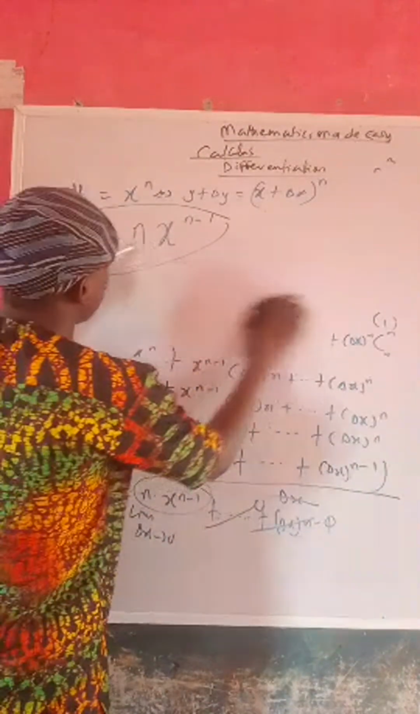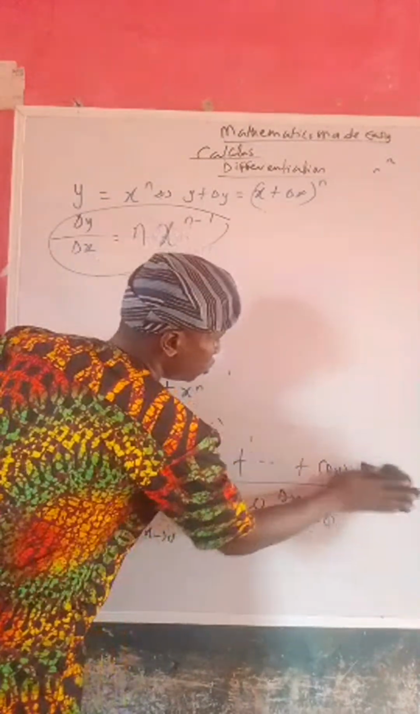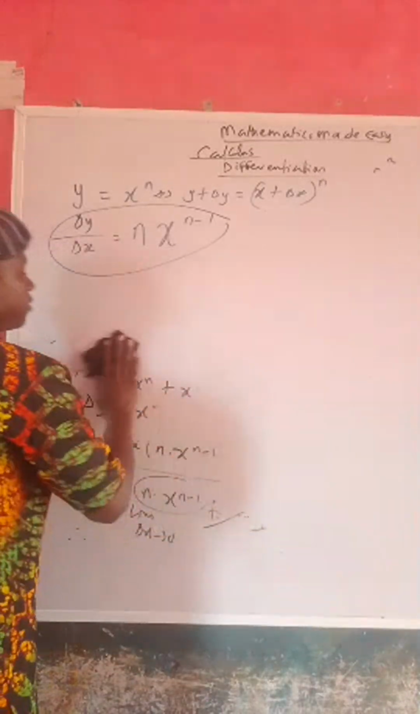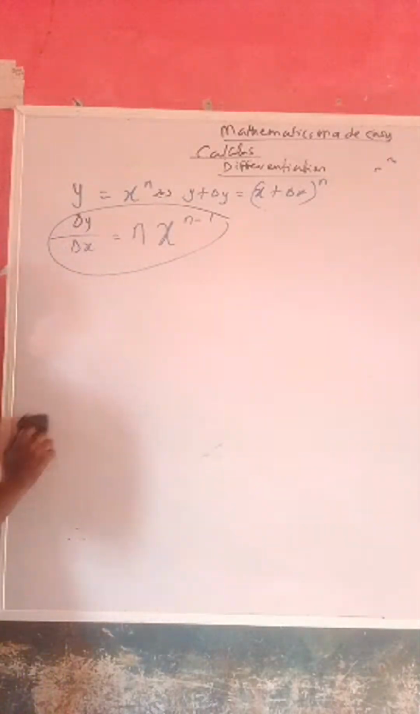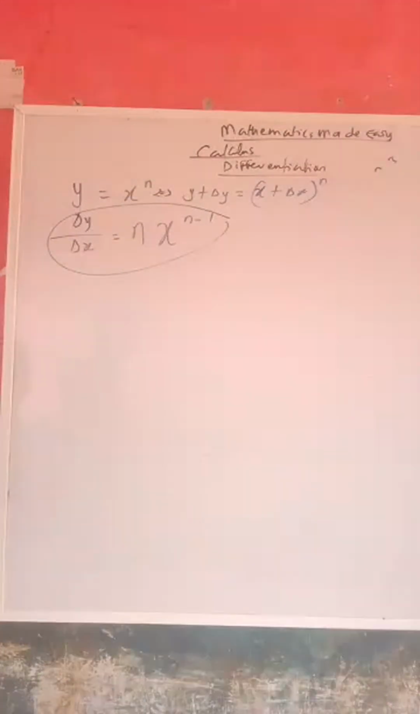So you'll be wondering how we get the formula. So this is how you find the formula. That's how you show it. Do you understand? So that's how you show it. Okay. I hope we are getting it, guys.